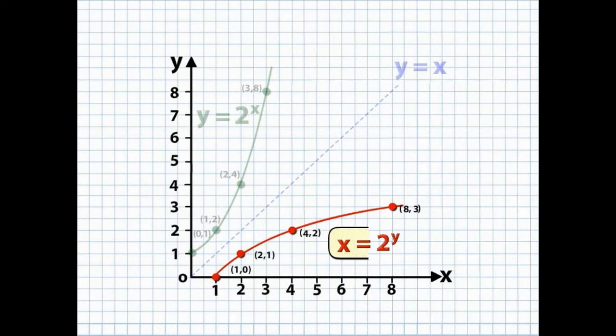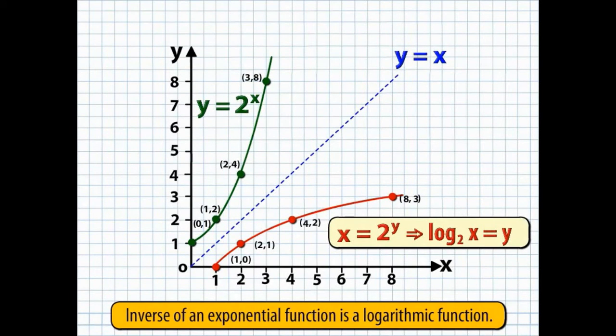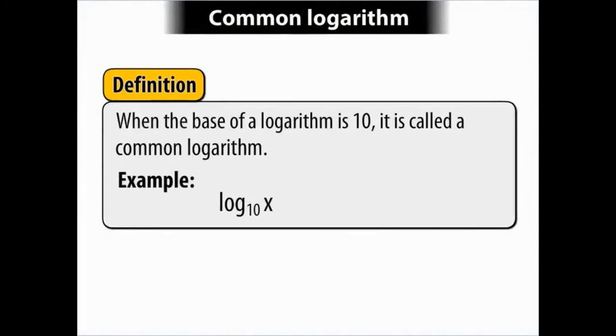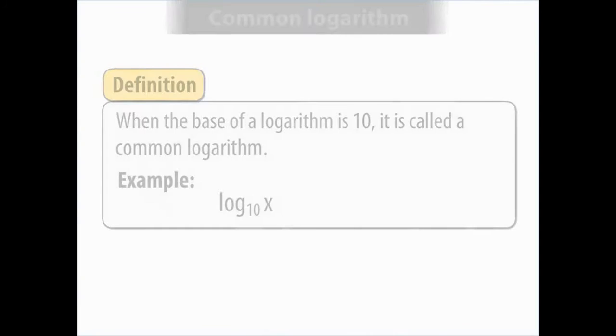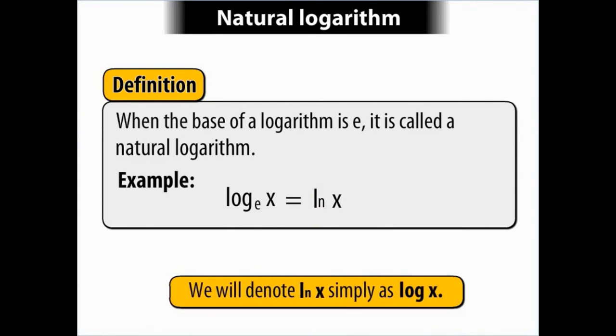Here we have x equals 2 raised to the power y, which can be represented as the logarithm of x to base 2 equals y. Now we can say that the inverse of an exponential function is a logarithmic function. When the base of a logarithm is 10, it is called a common logarithm. And when the base of a logarithm is e, it is called a natural logarithm. We denote a natural logarithm by a symbol ln. We will denote a natural logarithm of x simply as log x.